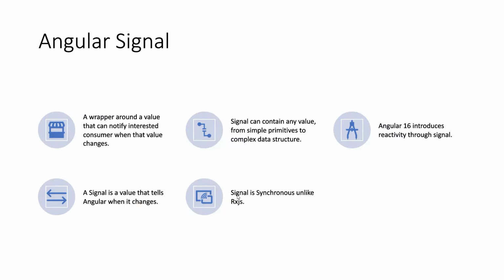Signal is synchronous, unlike RxJS. So we know RxJS, the reactive extension to JavaScript, is asynchronous, and this signal is just synchronous.